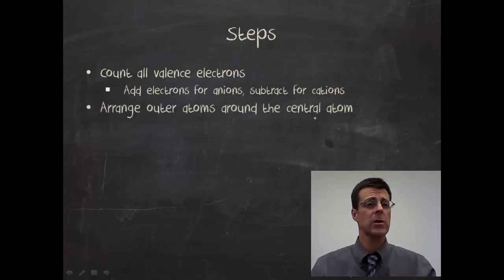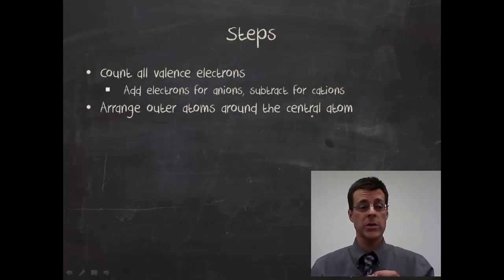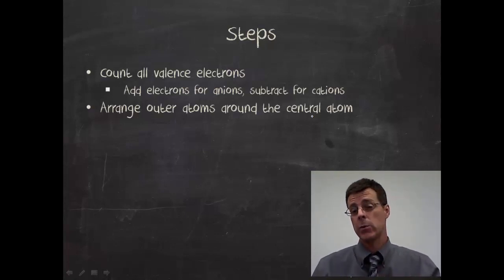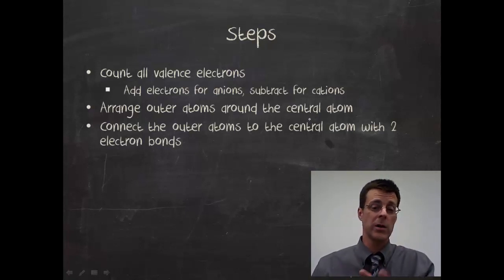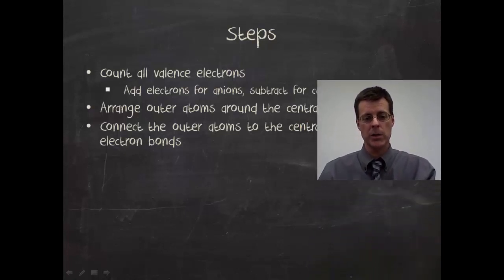We're going to arrange our atoms, arranging the outer atoms around the central atom. Most of the structures that we're going to come into have one central atom, and atoms around that. How do we know which one's the central? We'll get to that in a couple of minutes. Then we're going to connect those outer atoms to the central atom using bonds. And every bond, one bond, is 2 electrons. So we'll have pairs of electrons in bonds.